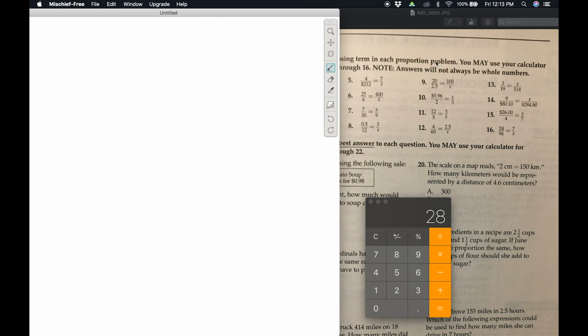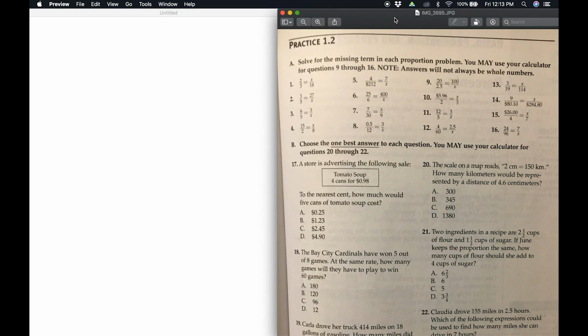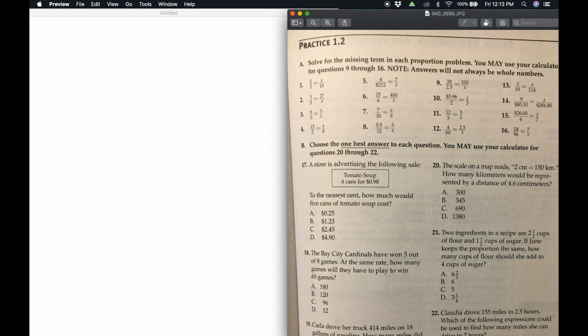Alright guys, now let's move on to the story problems. Okay, let's read this first. Choose the best answer to each question. You may use a calculator for questions 20 through 22. A store is advertising the following sale: tomato soup, 4 cans for 98 cents. To the nearest cent, how much would 5 cans of tomato soup cost?